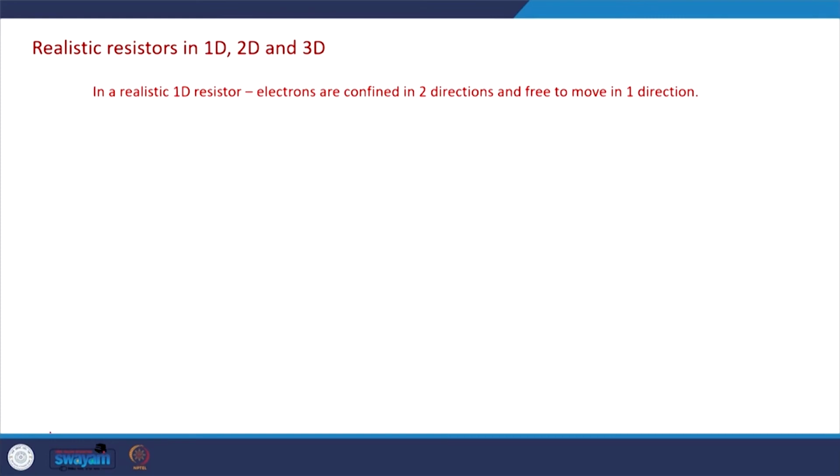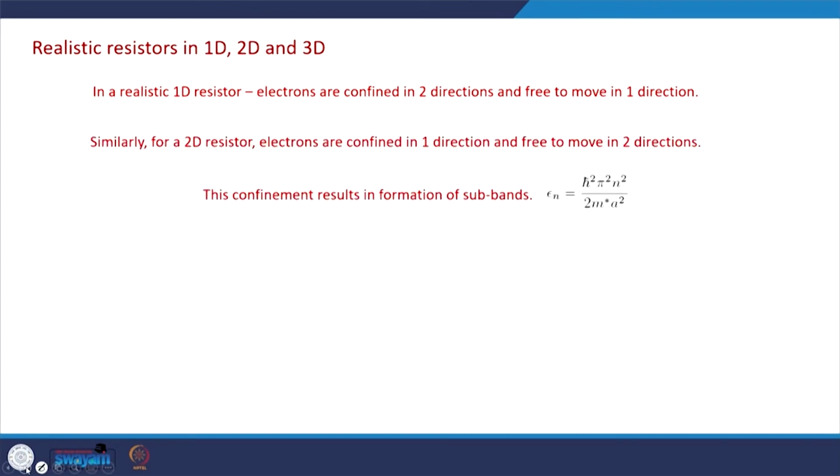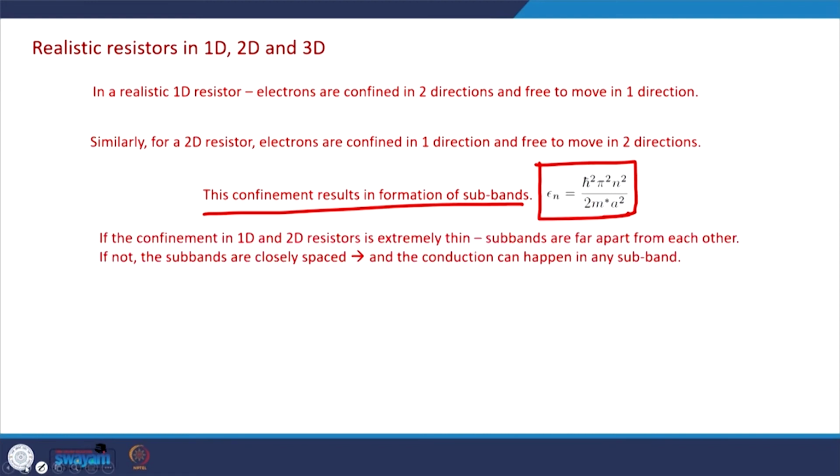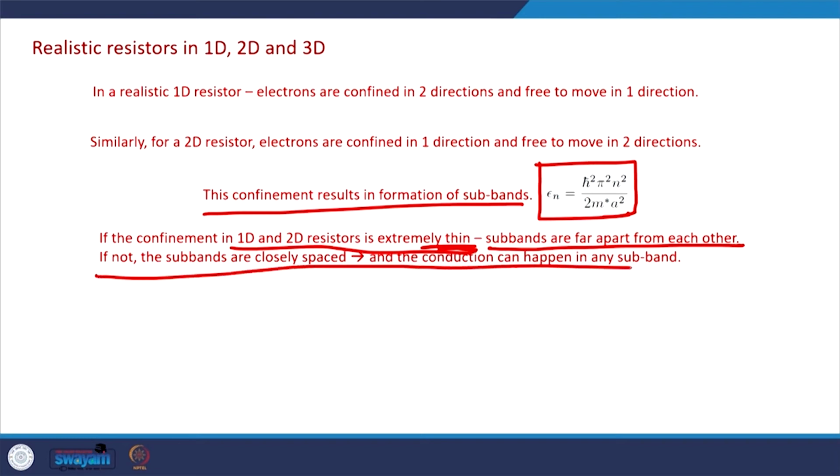So, just to sum it up, the confinement results in the formation of subbands, and these subbands are based on the discrete energy levels that arise because of the confinement. If the confinement in 1D and 2D resistors, or if the confinement direction, is extremely thin, subbands are far apart from each other, and if not, subbands are very closely spaced.